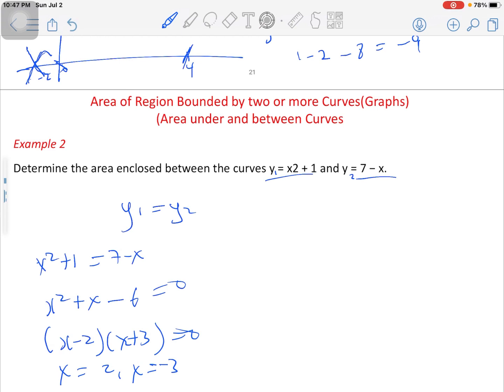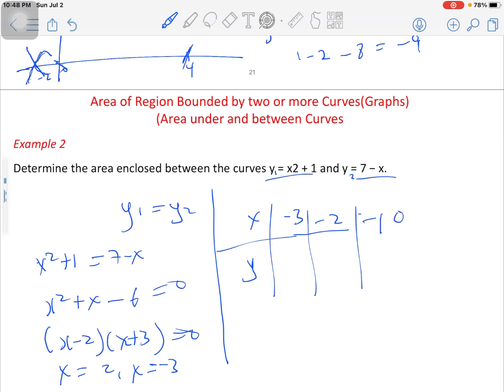So firstly, we have to determine the point of intersection, the range of x values that has been found. You can decide to use the tabular method to plot your function, or whatever you're comfortable with. In using the tabular method, we have our x values here and our y values here. For x, we take negative 3, negative 2, negative 1, 0, 1, and 2.